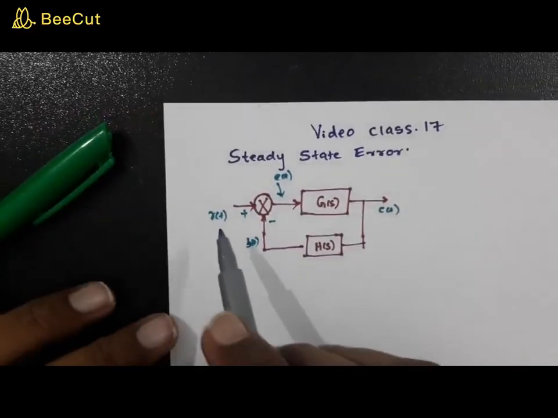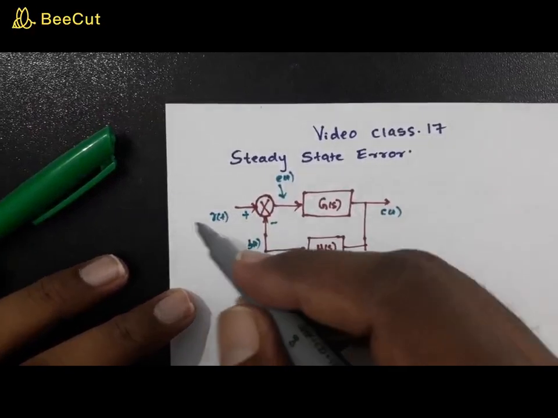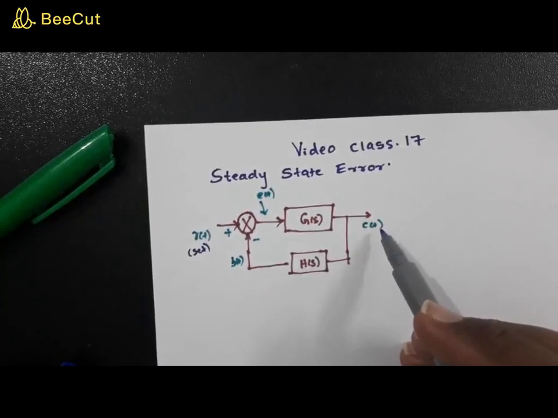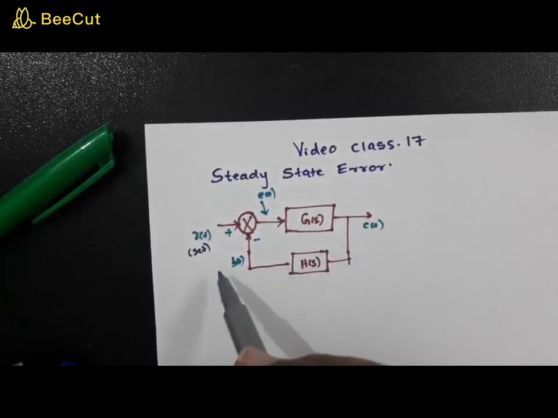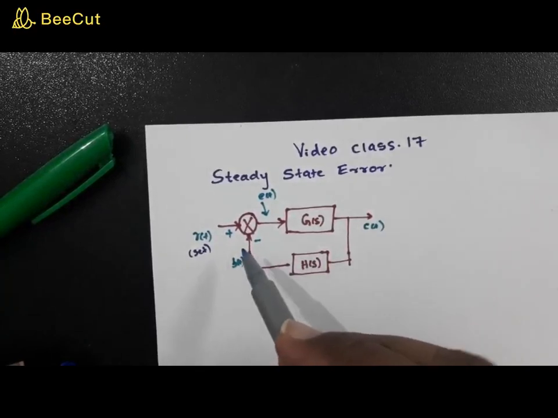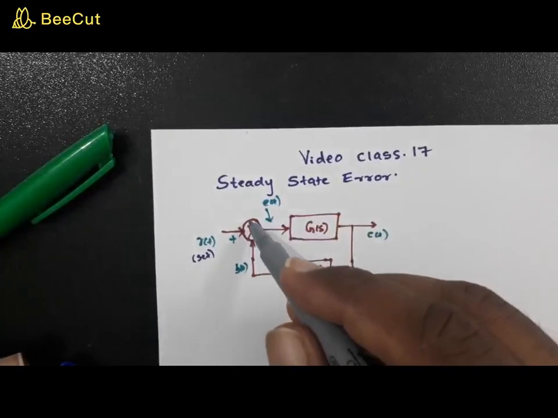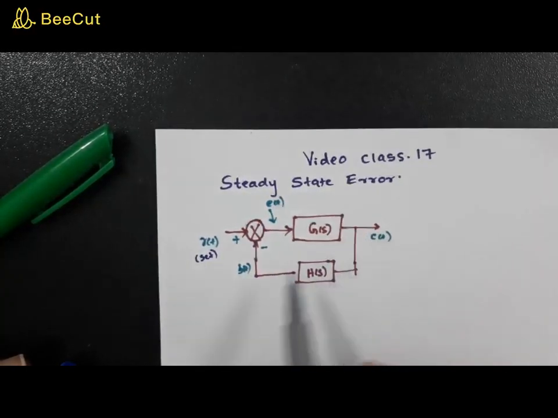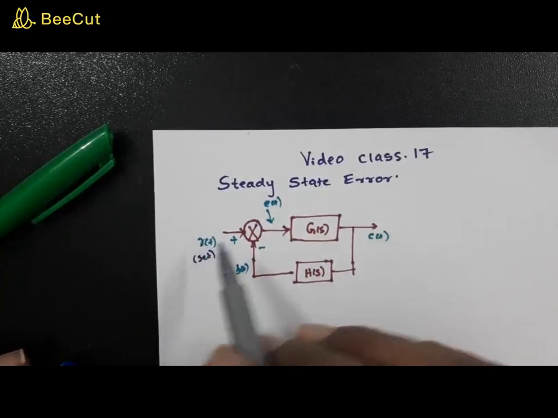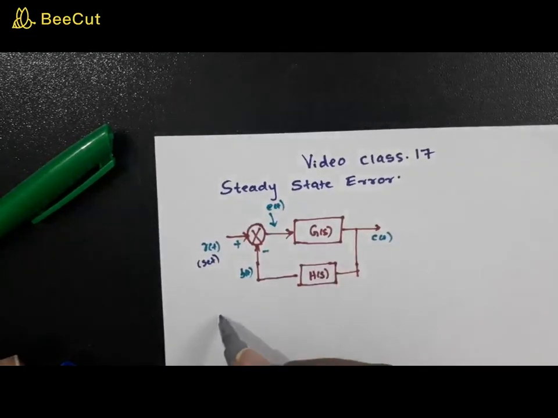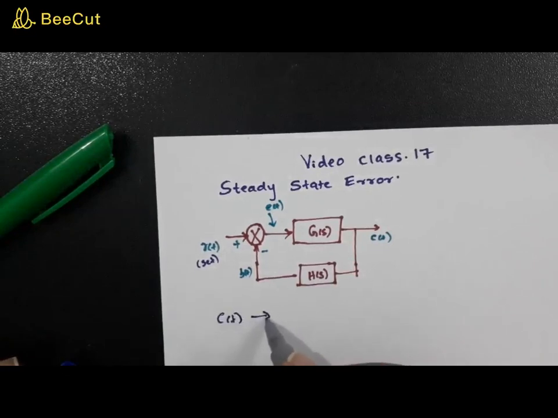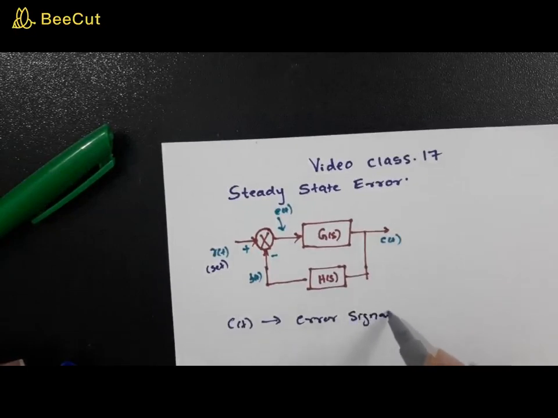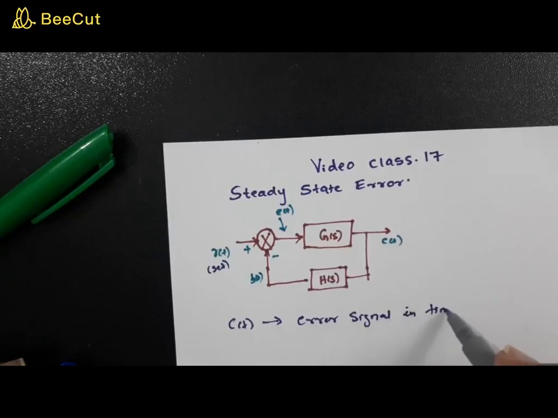Now you have this r of t as the input or the desired value or the set point, and this is your c of t, which is your output, and this is b of t, which is the feedback signal. At the summer, the output which is fed back is compared with this r of t, resulting in a signal called e of t, and we call this e of t the error signal in the time domain.